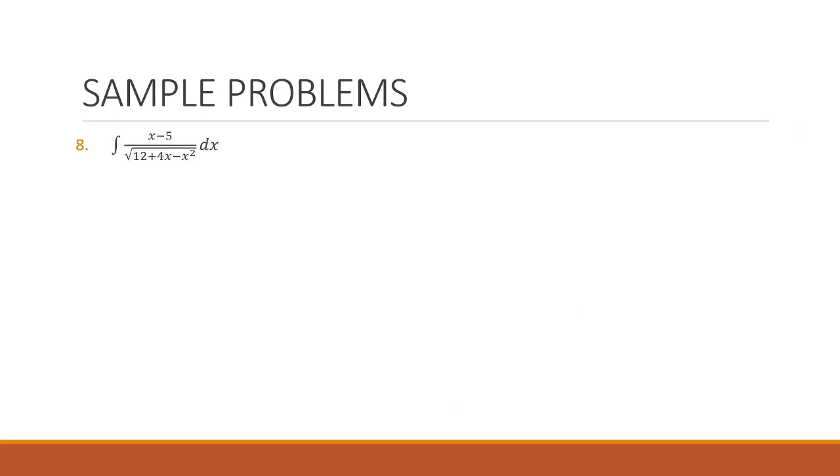Number 8. So we have here integral of x minus 5 divided by square root of 12 plus 4x minus x squared dx. For these types of integrands, we have a quadratic expression in the radicand in the denominator. Then we have a linear expression in the numerator. We can actually check if this is just integrable by a simple u sub.